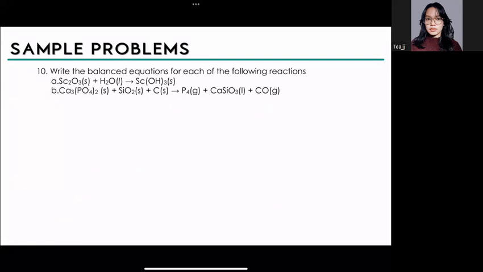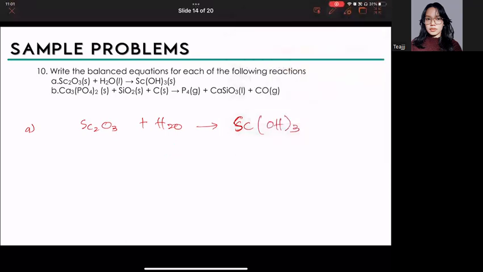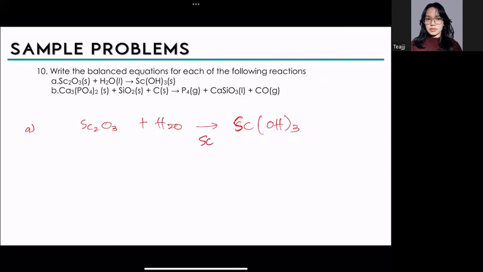So let's proceed to number 10. Number 10 is balancing. We're required to balance the equation of the following reactions. We've got letter A: scandium plus water gives scandium hydroxide, Sc, capital S, OH sub 3. What I do, like the sample packet that I gave you, is to tally the elements: Sc, H, and then O. These are the elements participating in the reaction.